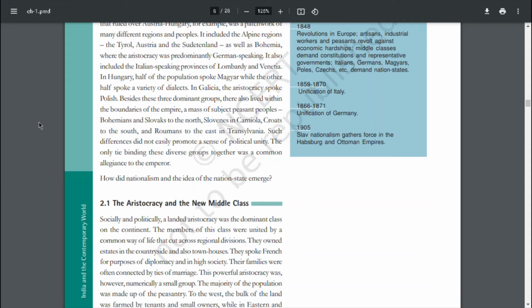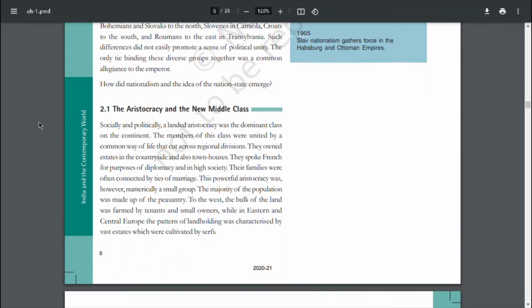Besides these three dominant groups, there also lived within the boundaries of the empire a mass of subject peasant peoples: Bohemians and Slovaks to the north, Slovenes in Carniola, Croats to the south, and Romanians to the east in Transylvania. Such differences did not easily promote a sense of political unity. The only tie binding these diverse groups together was a common allegiance to the emperor. How did nationalism and the idea of nation-states emerge?